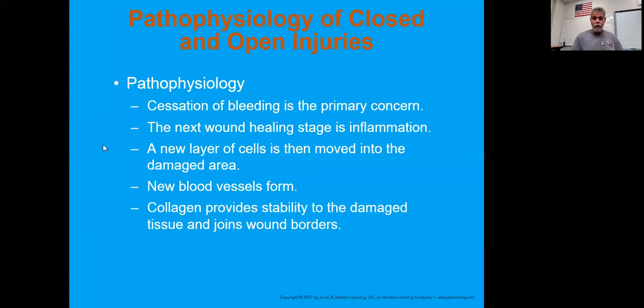The next wound healing stage is inflammation. If you have a cut here, what's eventually going to happen? Well, a new layer of cells is going to form around that damaged area. Again, this doesn't take place over the course of a minute or two, right? It could take a while. You cut yourself and then you slowly start recognizing, oh look, it's inflamed. Then it starts getting a little better. It starts healing. Eventually that collagen provides stability to the damaged tissue and joins the wound borders, right? Now the skin actually just starts to heal back together. It's amazing everything the body can actually do.